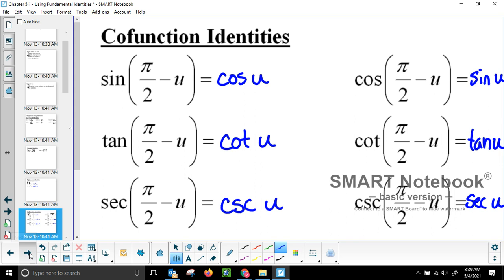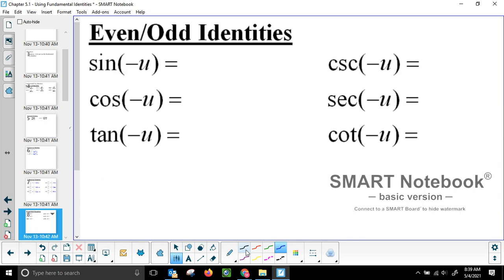We also have our even-odd identities. Remember, with even functions, the negative just kind of goes away, and with odd functions, it shows itself out in front. So sine is an odd function, so this would become negative sine of u. Of course, the reciprocal functions are the same as far as odd or even. Since sine is odd, cosecant is odd also, so the negative will come through here as well.